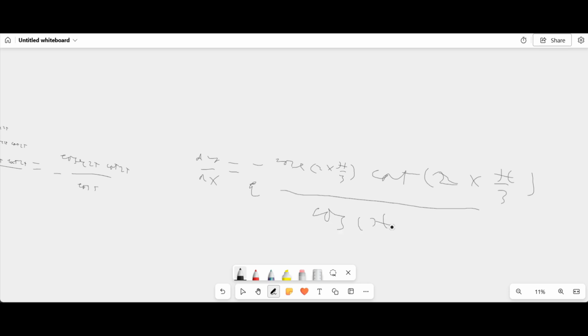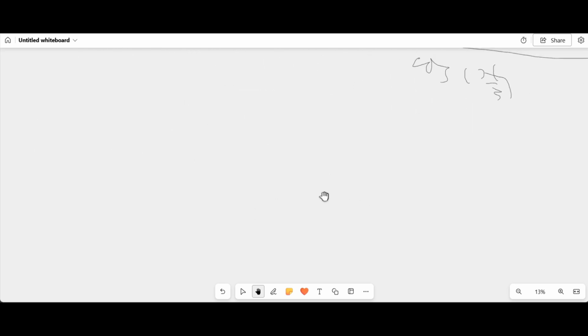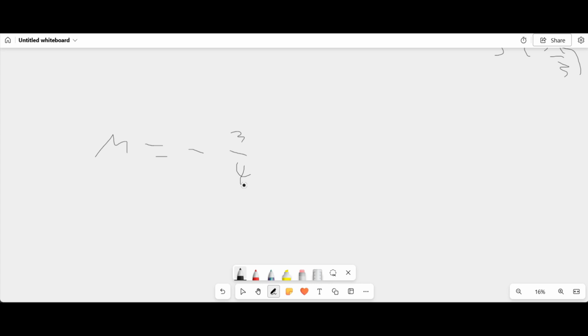Over cos pi over 3, yeah. And if you do that in your calculator, it's going to give you 4 over 3. We're looking at the normal here, so the normal is going to be the negative reciprocal. So the actual gradient is going to be negative flipped, so 3 over 4. So therefore y is going to be negative 3 over 4 x plus c.